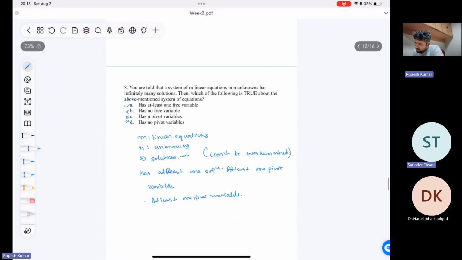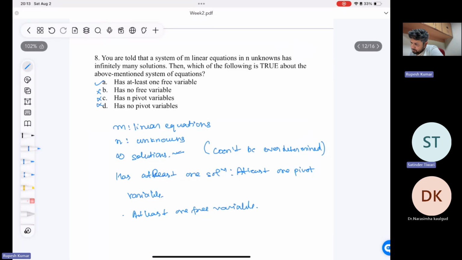I think in the objective sum, is it there? You are told a system of linear equations and unknowns. At least one pivot here. It is written something like this. At least one free variable, right? Okay, infinitely many solutions, right?